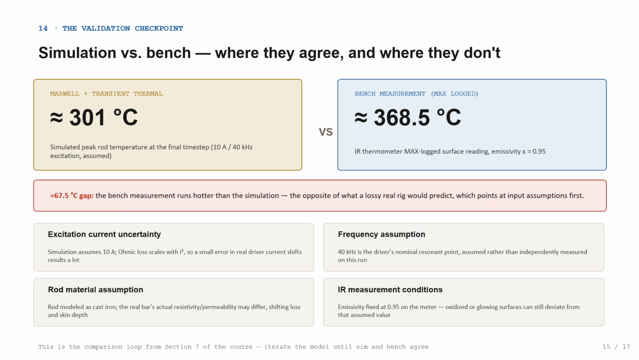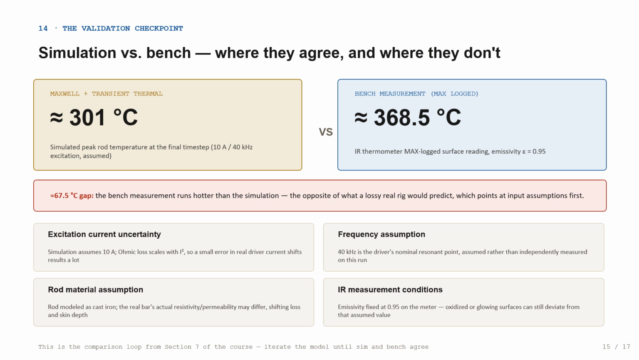I want you to sit with that for a moment, because it is the opposite of the lazy assumption many students make, which is that a real system should always run cooler than an idealized simulation due to unmodeled losses. Here, the real rig is outperforming the model's prediction, which tells us, immediately, that the discrepancy is far more likely to be sitting in our input assumptions than in some missing loss mechanism. 4 candidate explanations. And I want you to notice that 3 of the 4 are about what we assumed, not about what we measured.